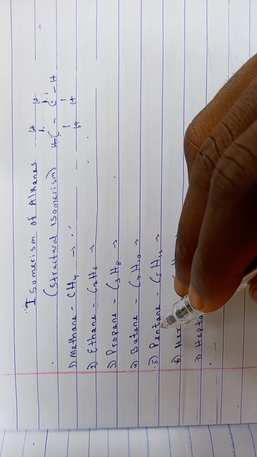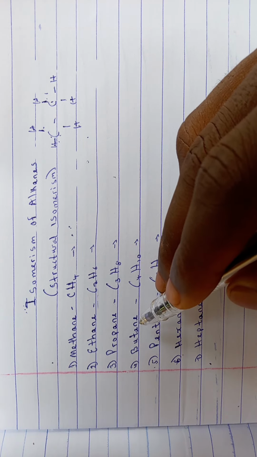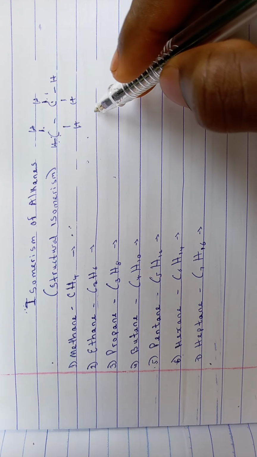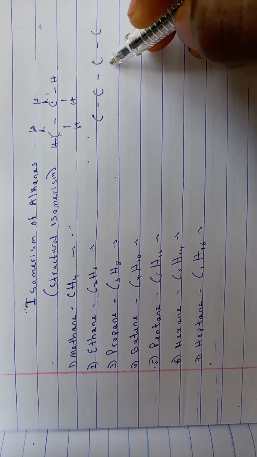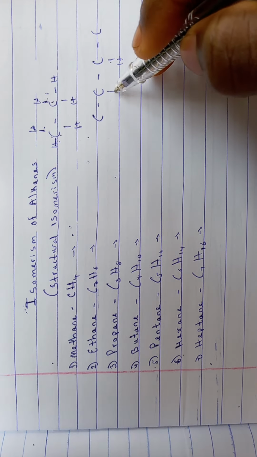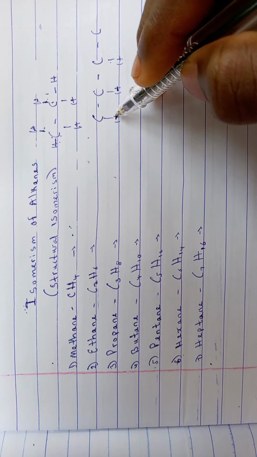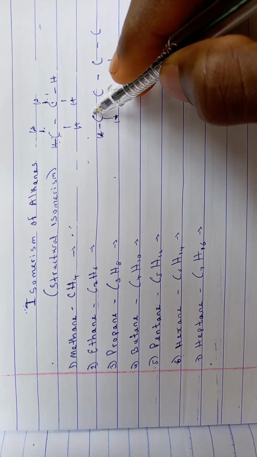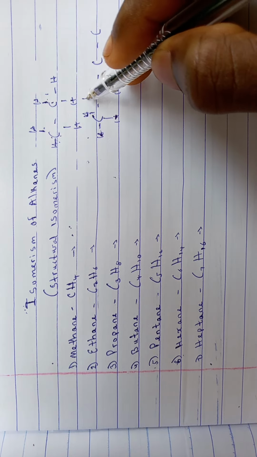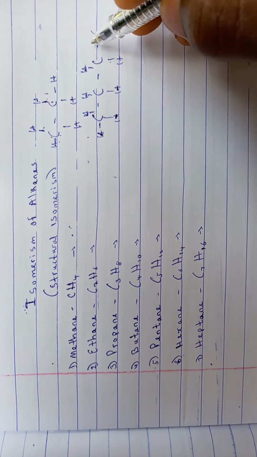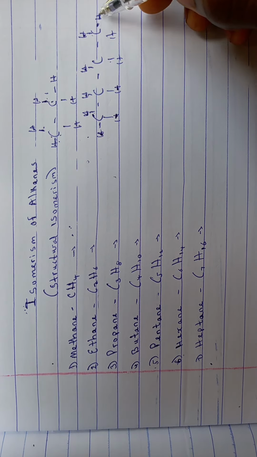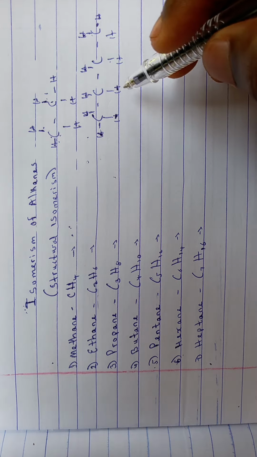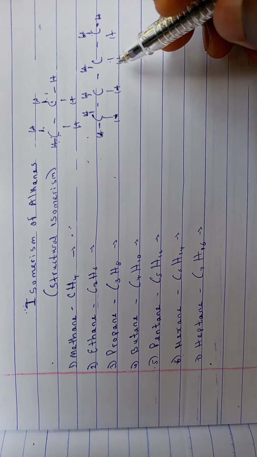But let's take butane for example. We have C, C, C, and C. The hydrogens are not really necessary, but let me just put them. So for our butane, don't mind the way I'm drawing it, there are other ways I can actually draw this.